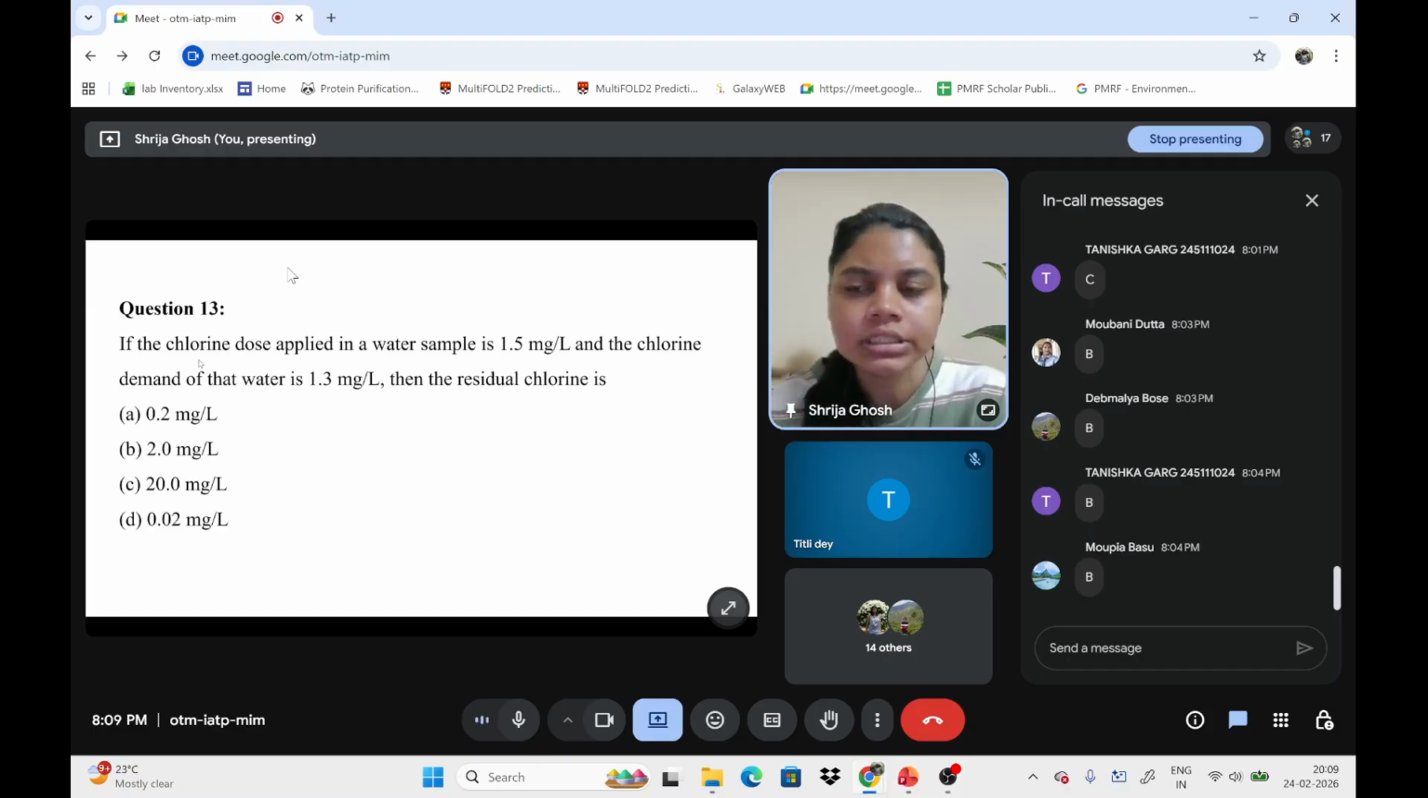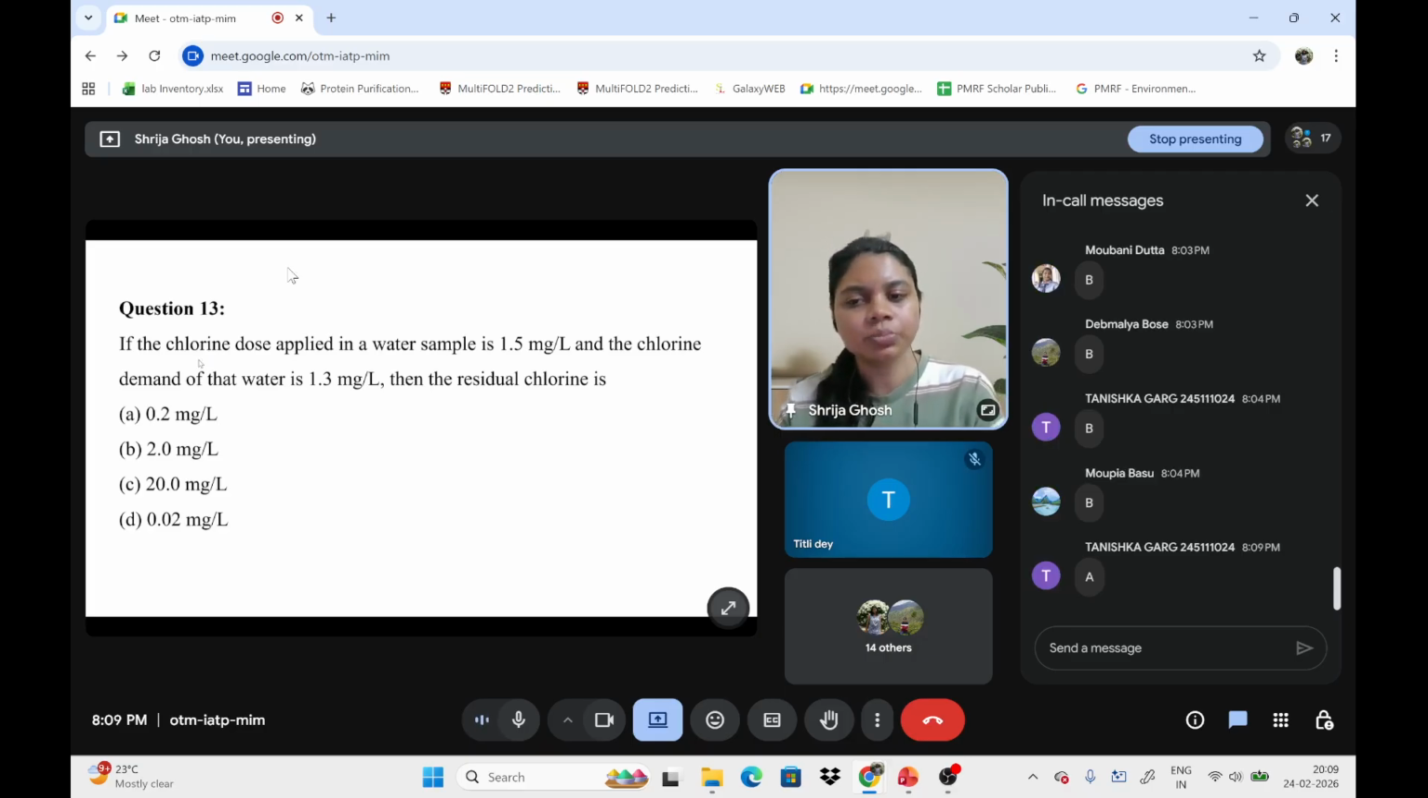Question number 13. If the chlorine dose applied in the water sample is 1.5 mg per liter and the chlorine demand of the water is 1.3 mg per liter, what is the residual chlorine concentration? Chlorine demand is given as 1.3 mg per liter. Dose is given as 1.5 mg per liter. Then what would be the residual chlorine concentration? Options are: A, 0.2 mg per liter; B, 2 mg per liter; C, 20 mg per liter; and D, 0.02 mg per liter. What would be the correct answer?